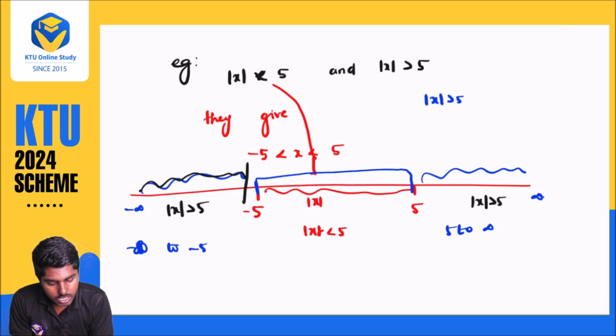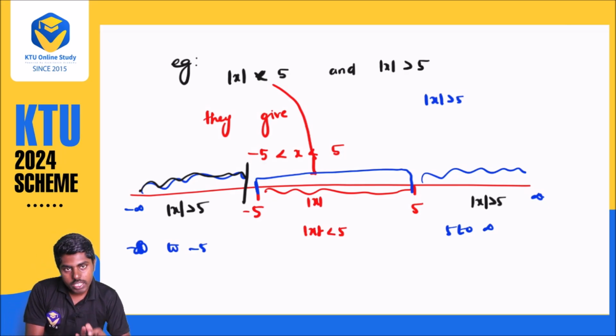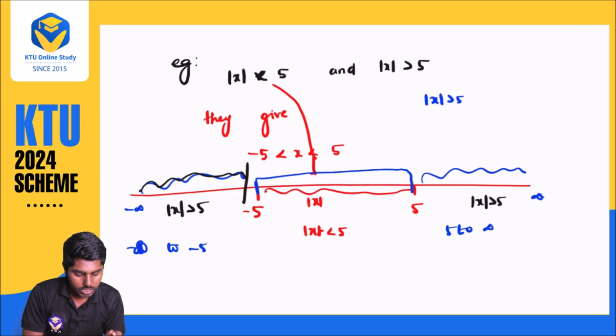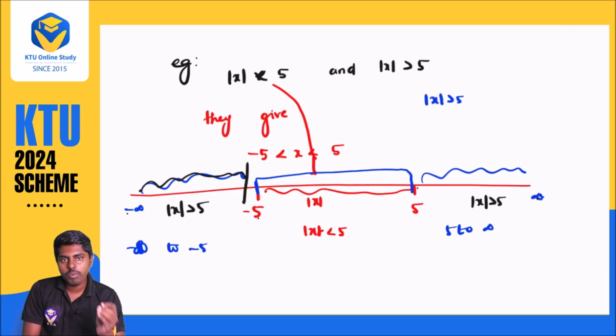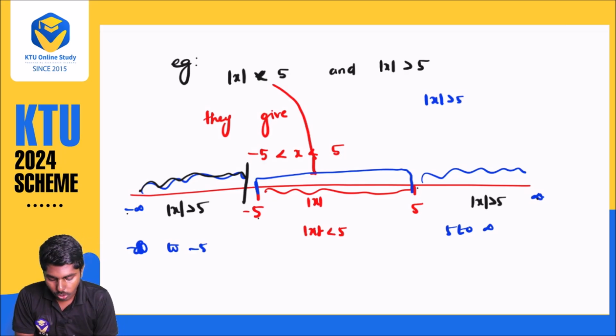Whenever mod x is less than a, they are indicating minus a less than x less than a. So mod x is greater than 5 means they are indicating the remaining limit and interval. What is the remaining interval? That is from 5 to infinity and minus infinity to minus 5. So this is one more basic. Now we will move on to the problem topic.